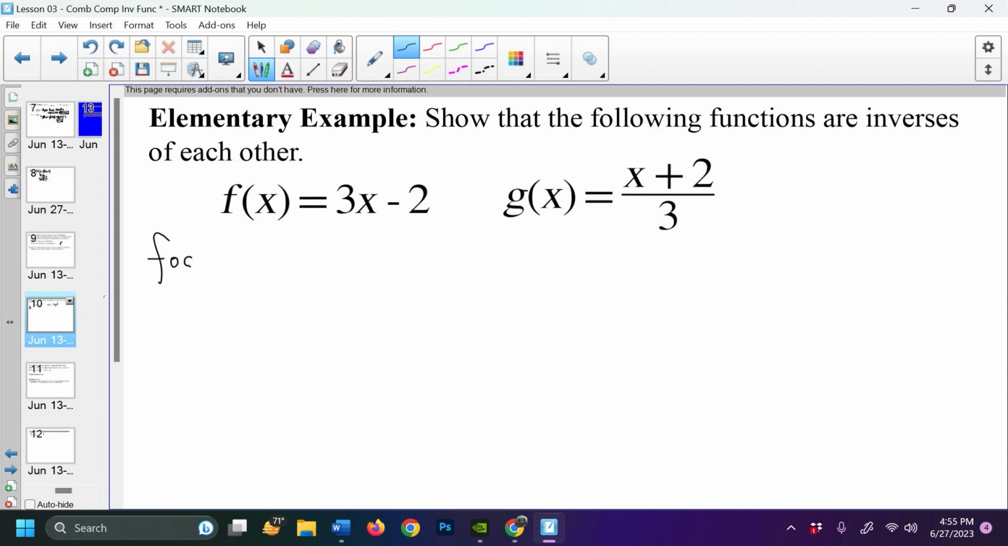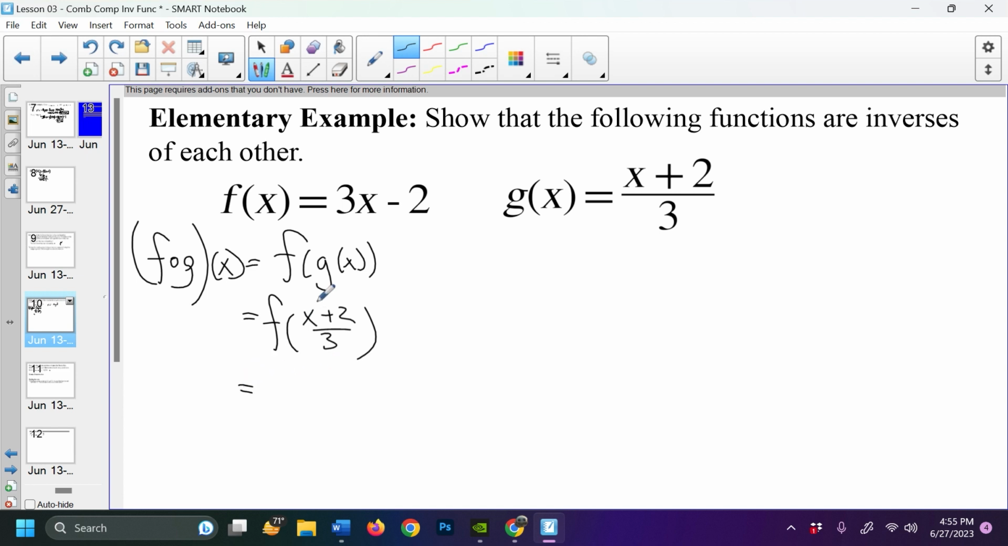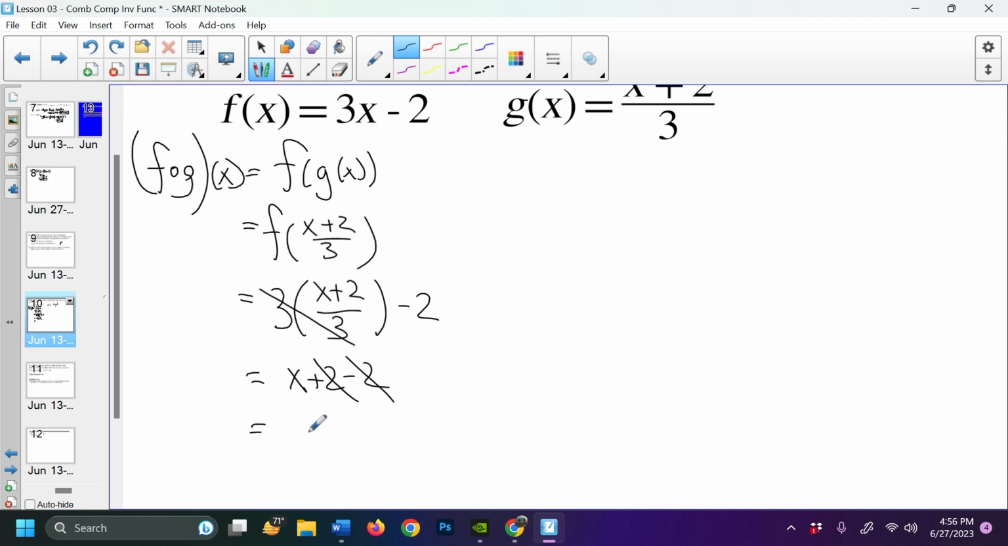f composed with g of x is f of g of x, and I will substitute g into f. So g is x plus 2 over 3, and then we'll plug this into the f function, and the f function is 3 times something minus 2. That something in this case is the x plus 2 all over 3. These 3's will cancel. x plus 2 minus 2. These cancel, and I'm left with just x.